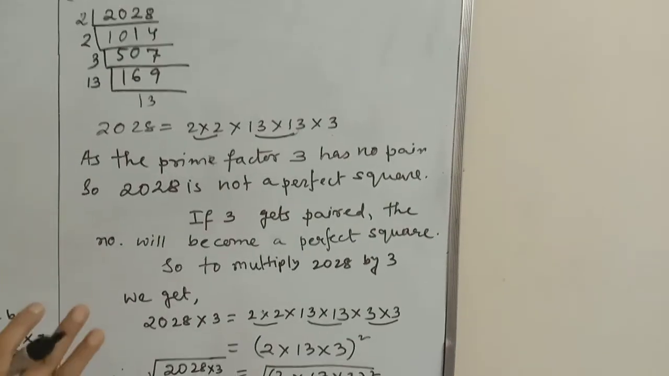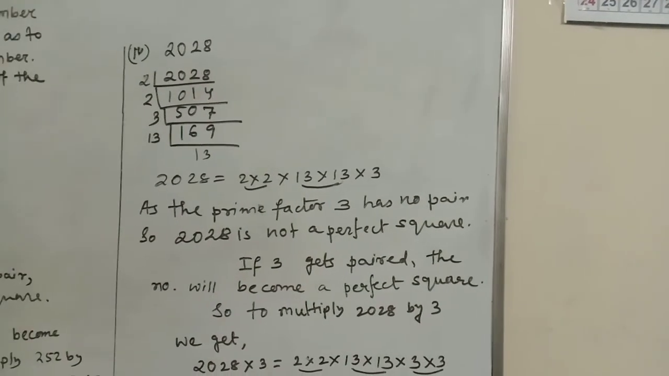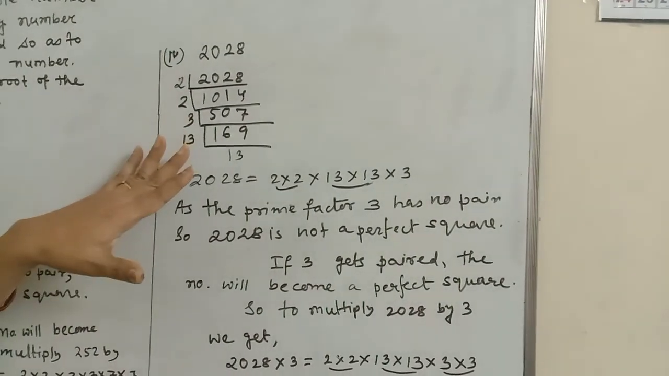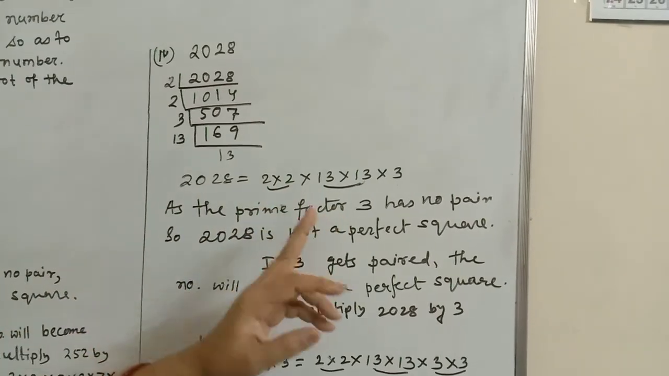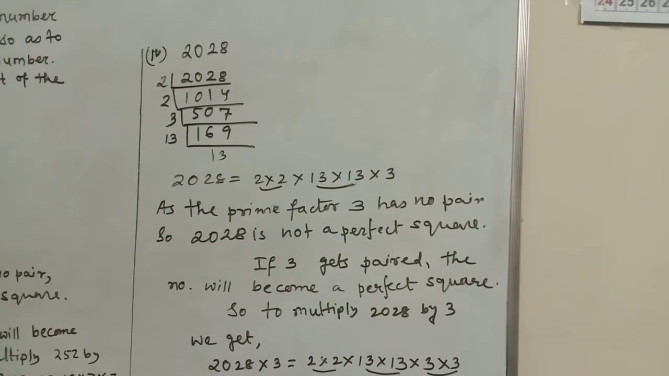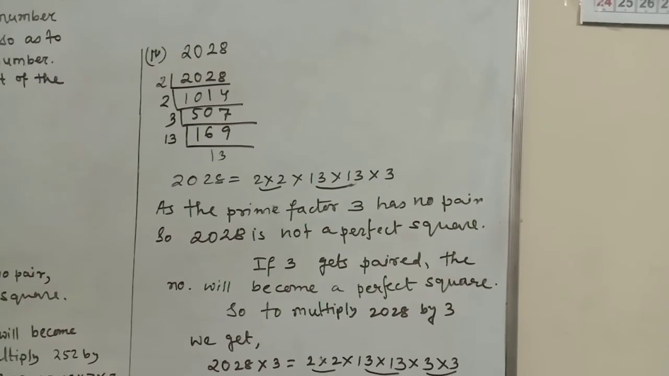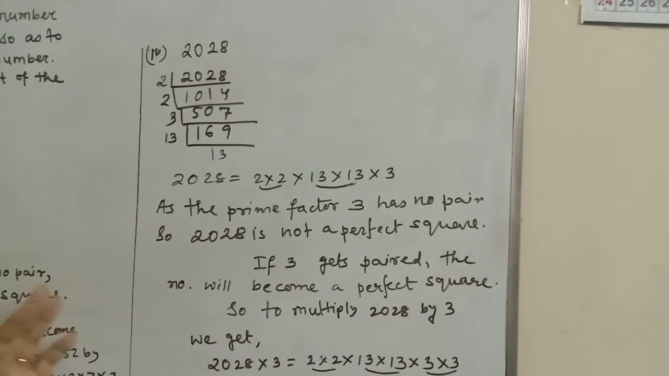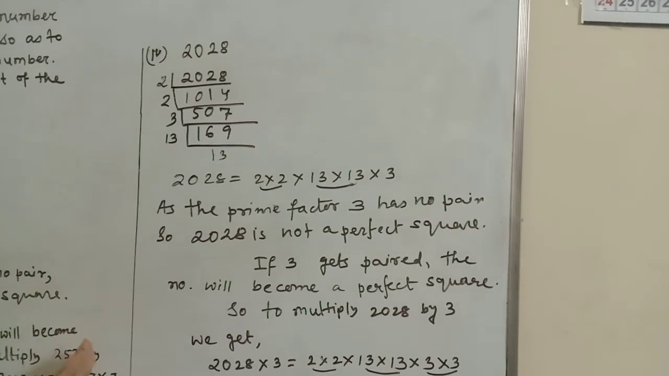So whatever we have explained, how to find whether a number is not a perfect square, and which number should be multiplied to get a perfect square, I think it is now easy for you. Practice and try to clear your concept. Thank you, students.